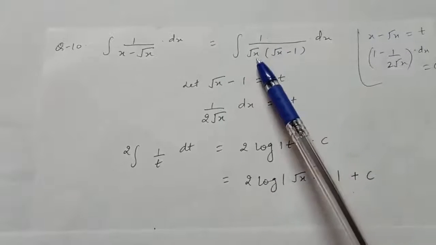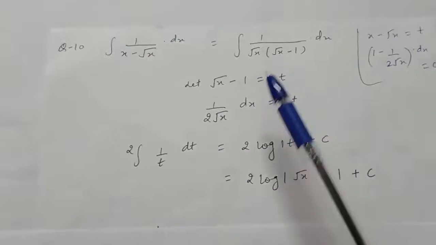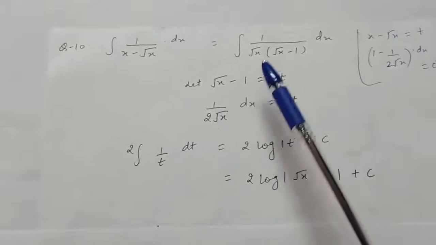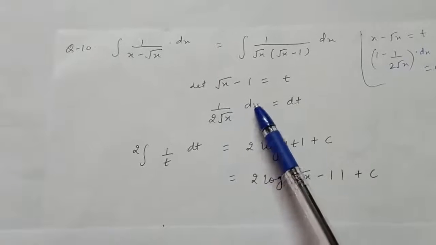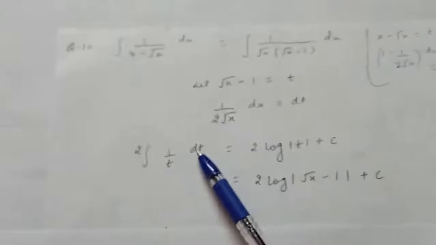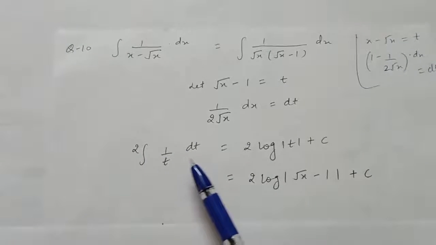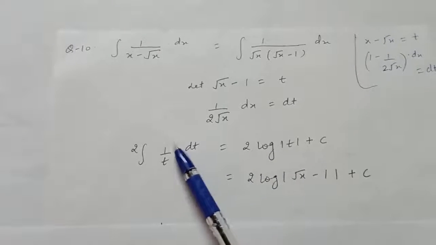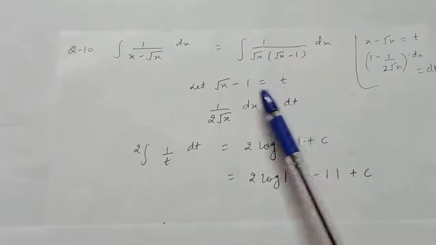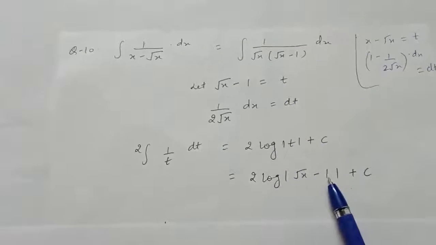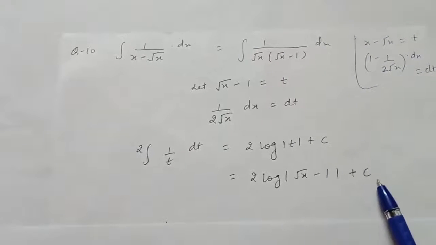Now you can see 1 upon root x, which is here, exists in the integrand also, right? Now the integral becomes 1 upon, in place of this put t, and 1 upon root x dx is equal to 2 times dt, right? 2 I have taken out from the integral because it is constant. Now 2 into integral of 1 by t is log mod of t plus c, and now put the value of t, which is root x minus 1. So you will get the answer as 2 log mod root x minus 1 plus c.